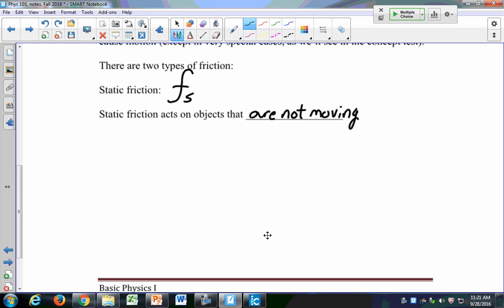So static friction acts on objects that are not moving. We can calculate our static friction. It is less than or equal to mu s times the normal force.